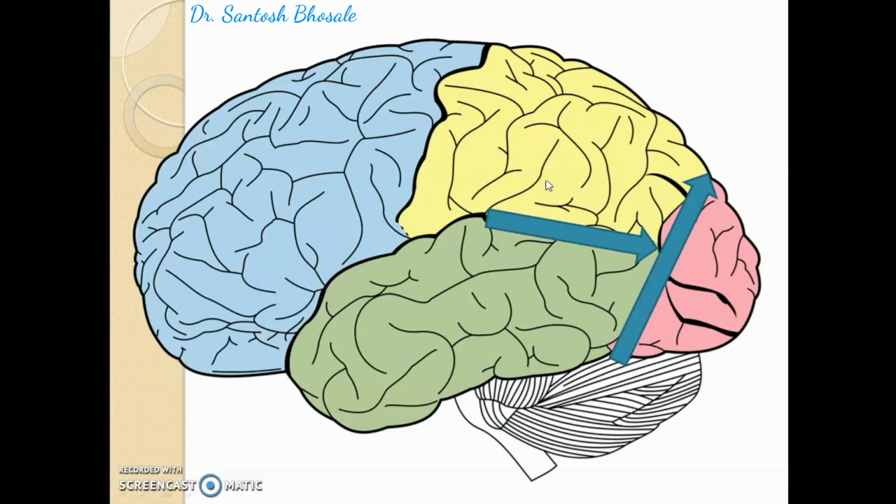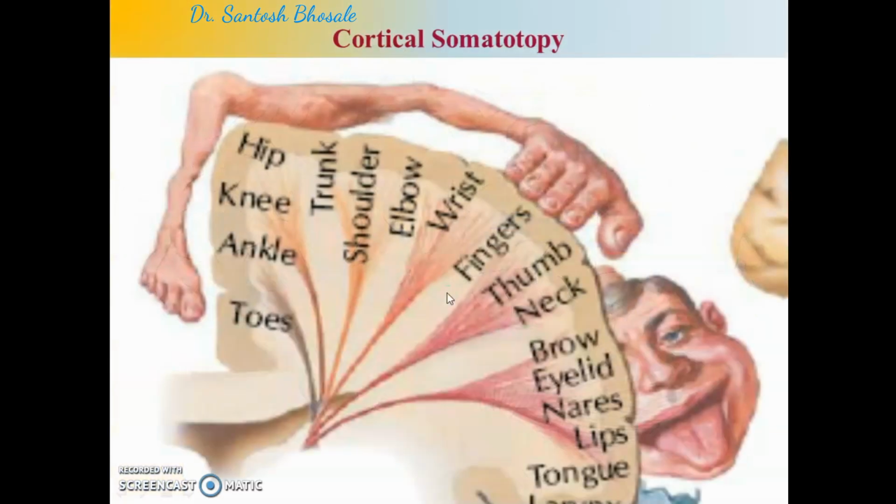Area behind the central sulcus is the parietal lobe, you can see there, and the area below the lateral sulcus is the temporal lobe, and the area behind the imaginary line joining the parieto-occipital sulcus to the pre-occipital notch is the occipital lobe. So this is how we divide the cerebrum into different lobes on the superolateral surface. Of course, they extend onto the medial surface and also the inferior surface.